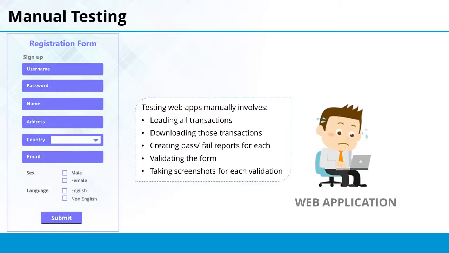So if you see here, testing web apps manually involves loading all transactions, downloading those transactions, creating pass-fail reports for each of them, validating the form, taking screenshots for each validation. Poor guy. I'm assuming, let's say he has to do 100 transactions or maybe 1,000 transactions. Can you just imagine his life?